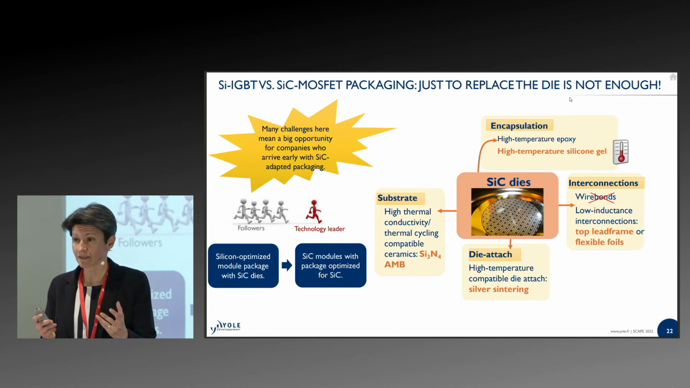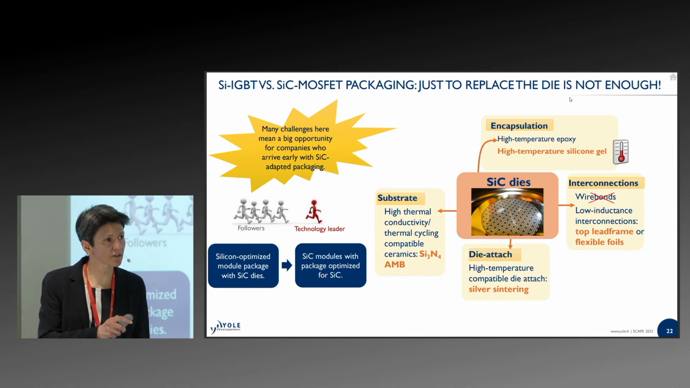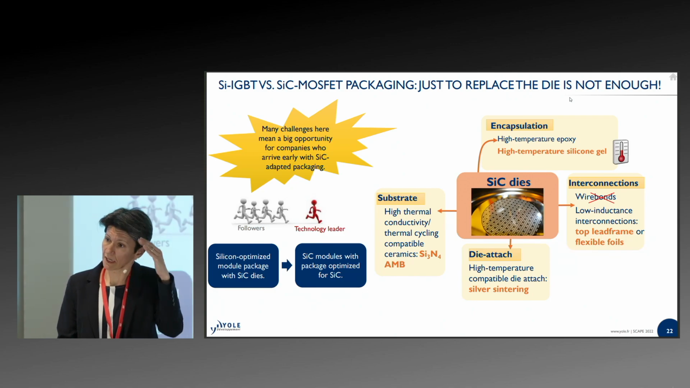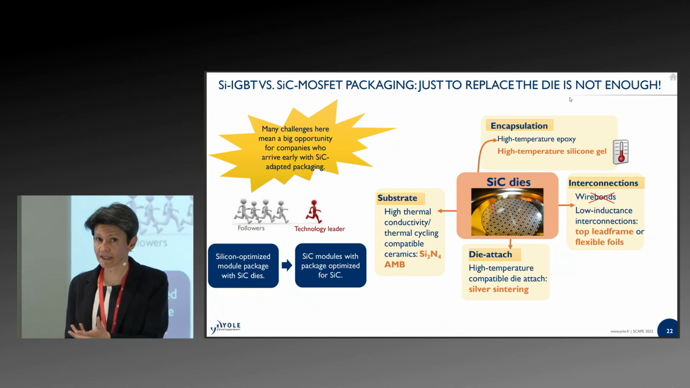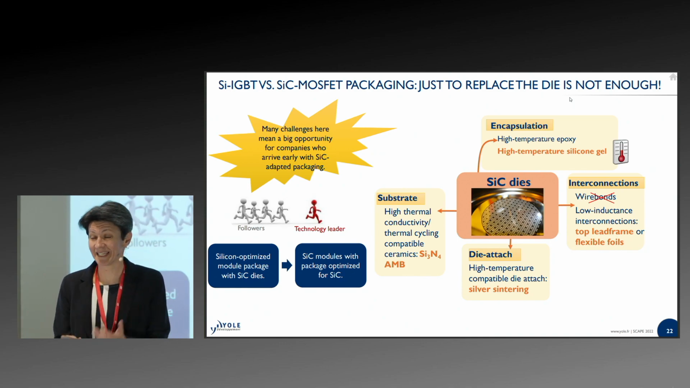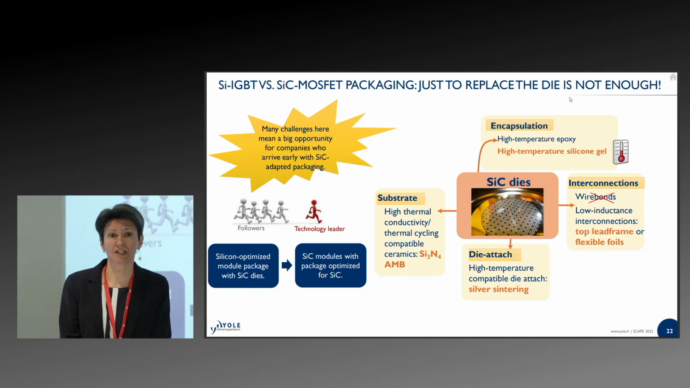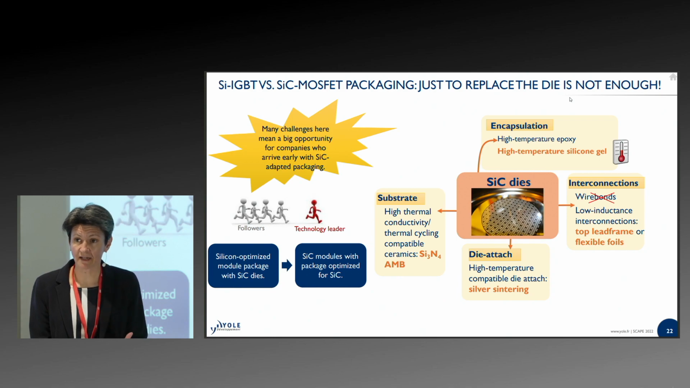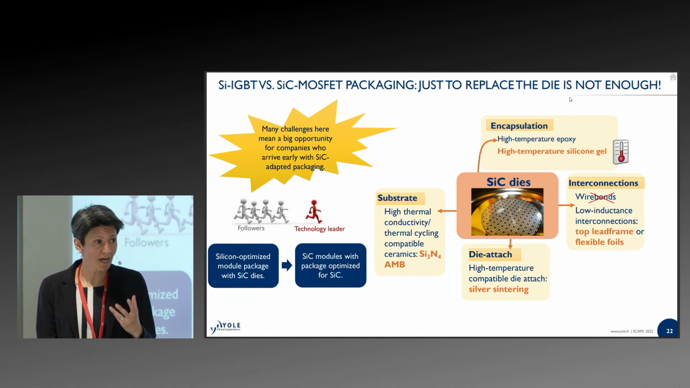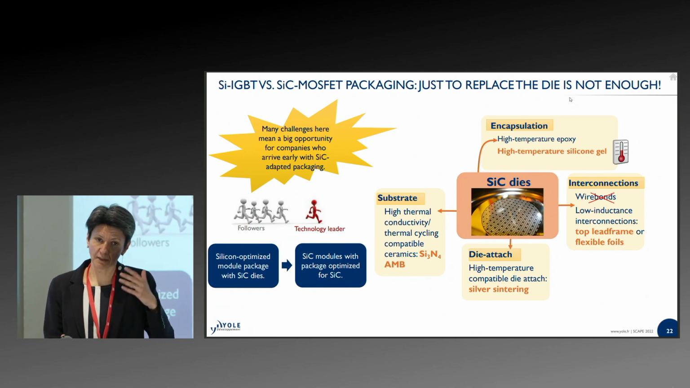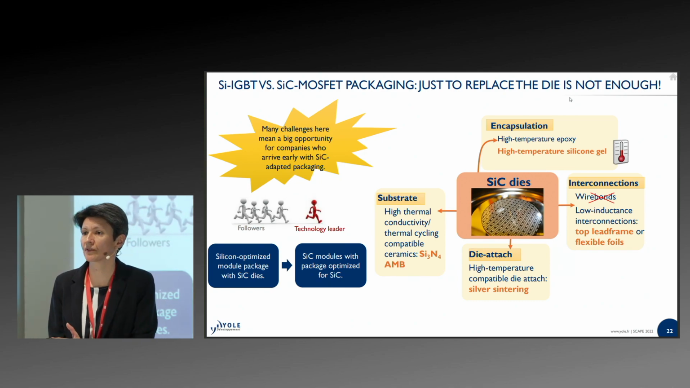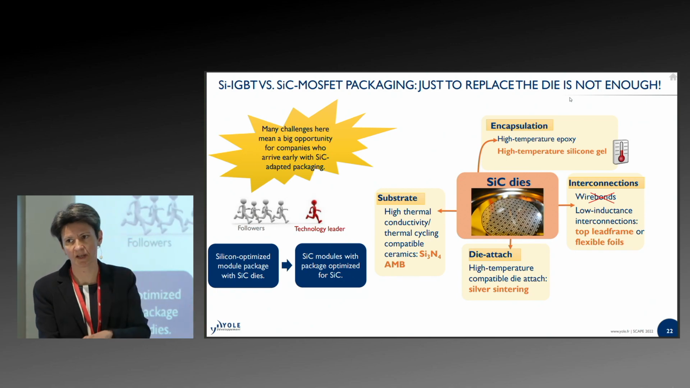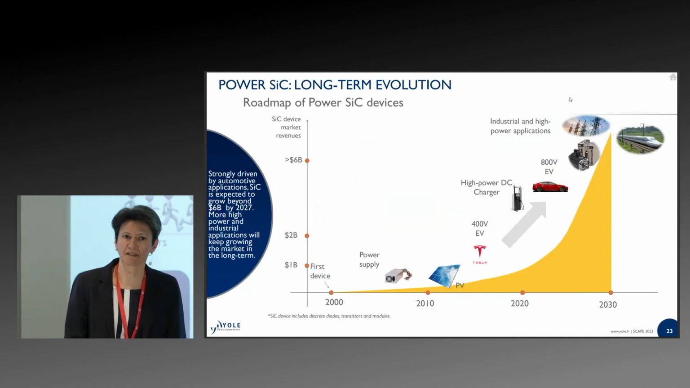So look at substrates with high thermal conductivity, usually switching from aluminum oxide to silicon nitride, AMB. Re-evaluate your encapsulation to cope with high temperature, such as silicon gel. Looking at the interconnections, of course, you need low inductance interconnections, so switching to top lead frames, flexible foils, and copper clips on the top. And the die attach will also be very important. As you know, we're dealing with power, we're dealing with safety, delamination and things like that. So silver sintering technologies have made their way from some high-end aeronautics applications and are now being used for this silicon carbide implementation.